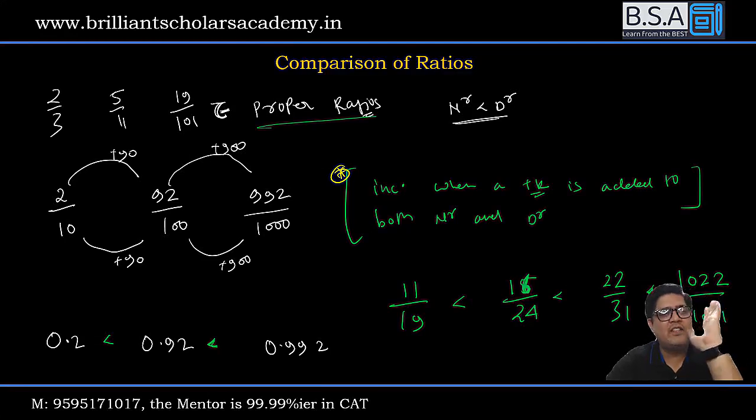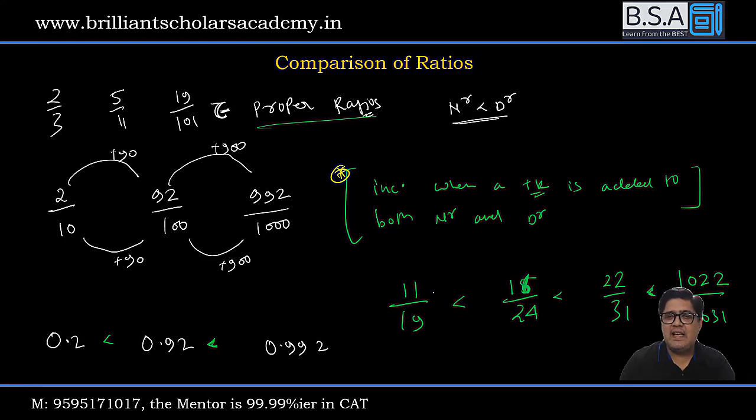No, there is no reverse case, Rituraj. That is what I am saying. There is no reverse case. Just one method I taught you. A proper ratio increases when a constant is added to both numerator and denominator. Now, one more way to remember this.